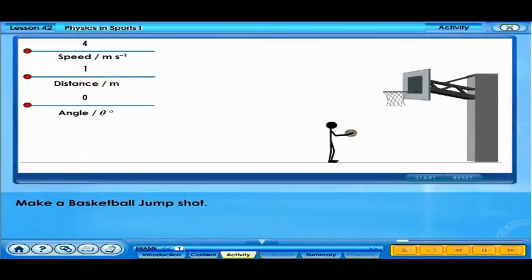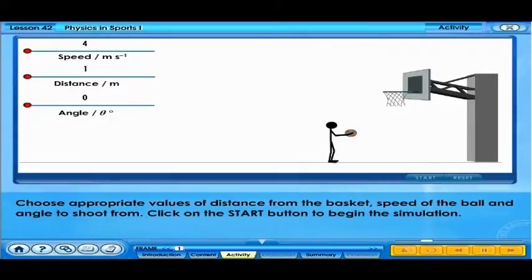What is the best angle to shoot from? Let's find out by trying to make jump shots from any angle possible. In this activity, you can make a good shot if you stand at some point on the court and throw the ball up at just the right angle and at the right speed. The height of the stickman is 1.8 meters, which is the average height of Malaysian basketball players. To begin, choose appropriate values of distance from the basket, speed of the ball, and angle to shoot from. Click on the Start button to begin the simulation.